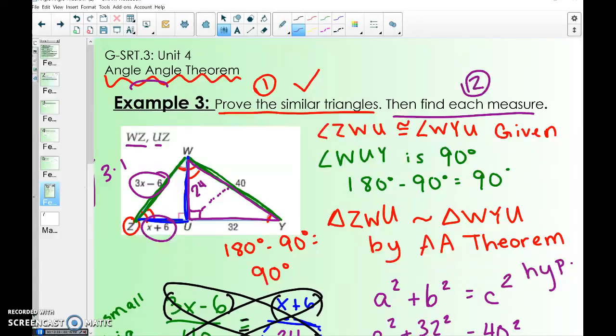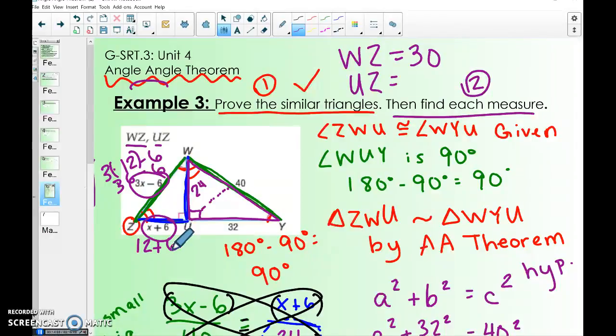So we have 3 times 12 minus 6. By the way, 12 is what we got for x down at the bottom. That's where I got that number from. 3 times 12 is 36. 36 minus 6 is 30. So WZ equals 30. Cool. One of them done. Let's figure out UZ. If x is 12, plug in 12. 12 plus 6 is 18.